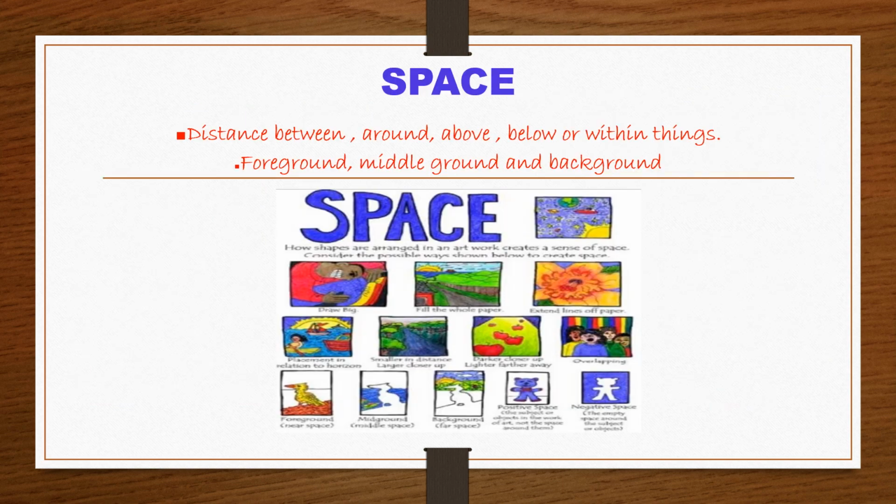Now comes the space. Distance between, around, above, below or within things, which is called space. It is also called foreground, middle ground or the background of a picture.